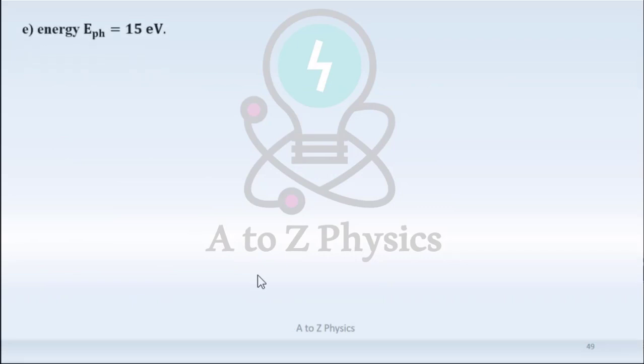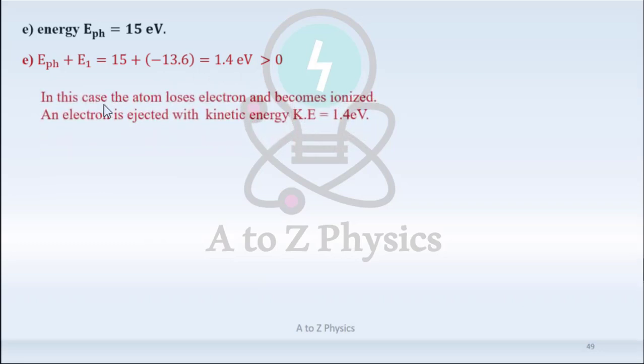Part E, if the energy of the received photon is 15 electron volt, E photon plus E1 equals 15 plus minus 13.6, equal to 1.4 electron volt. In this case, the atom loses an electron and becomes ionized. An electron is ejected with kinetic energy 1.4 electron volt.